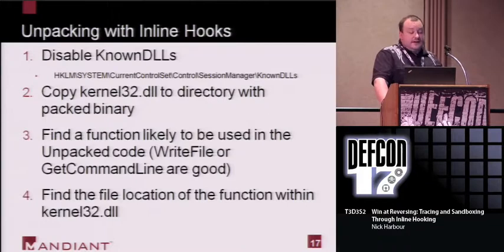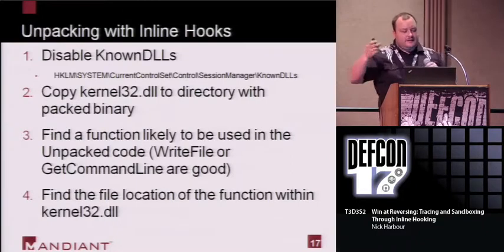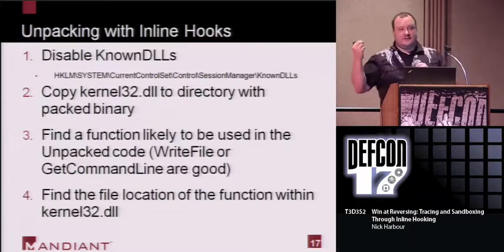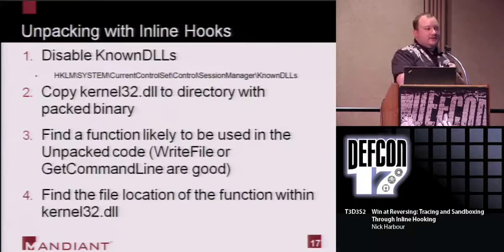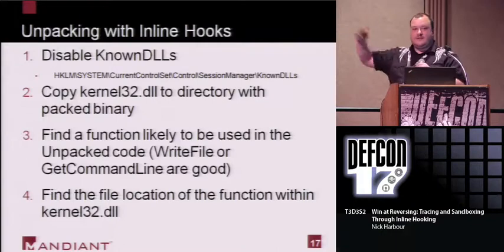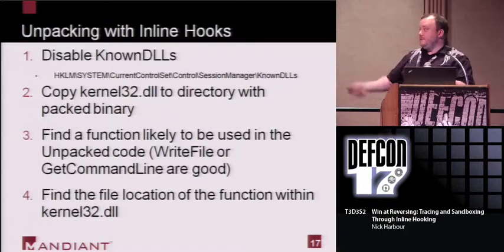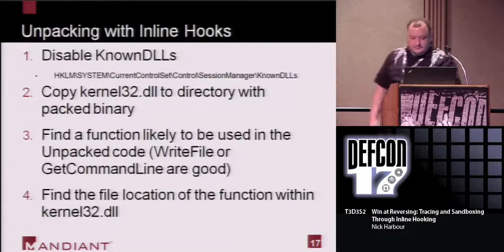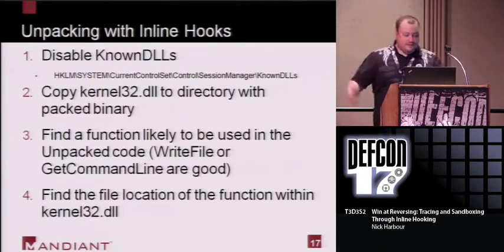Next thing we need to do is find a function that's likely to be used in the unpacked code. I like WriteFile, GetCommandLine is good. Basically, packer stubs, when they go to unpack a binary, there's not a whole lot of Win32 functions that they use. We need to find one that the unpacked binary is going to use that the packer stub isn't going to use. So I've never seen a packer stub, in this process of unpacking the binary, call WriteFile. Potentially they could call GetCommandLine, but WriteFile is my favorite. I always hook that first, and if it doesn't work, I move on.